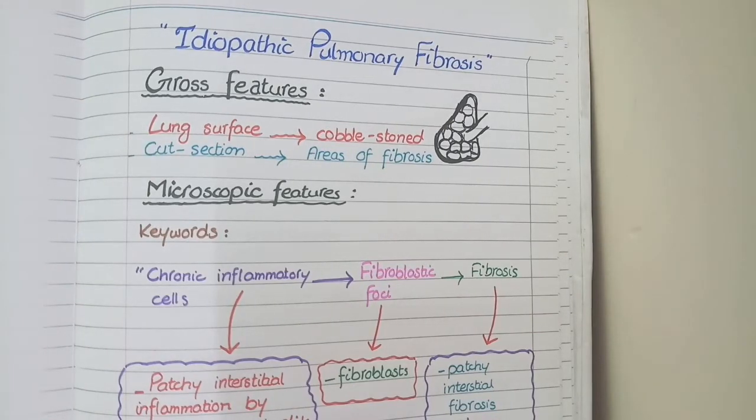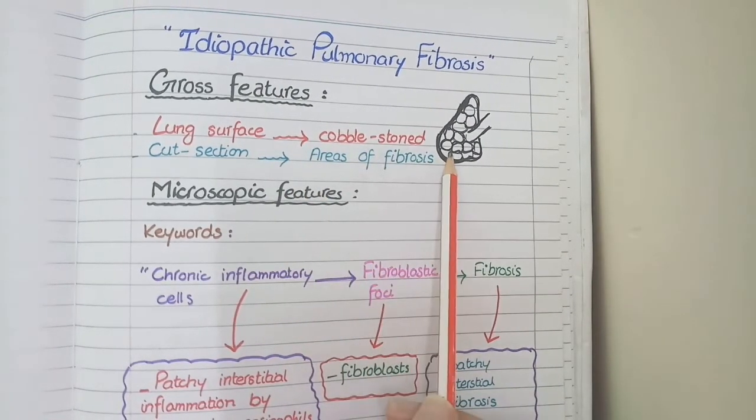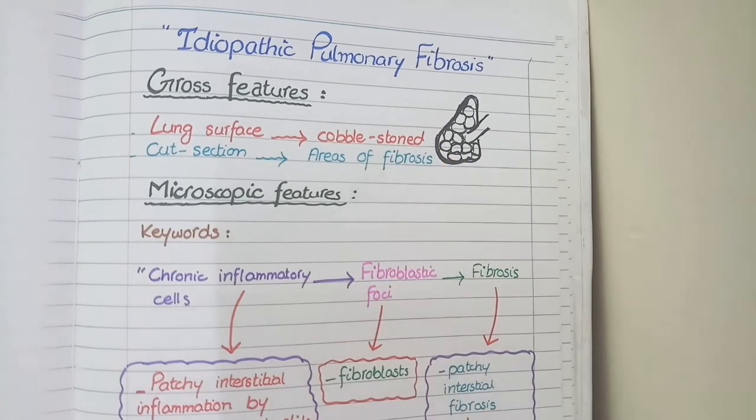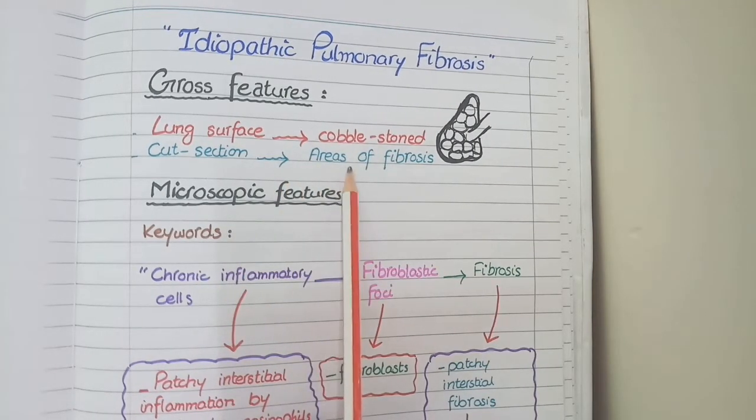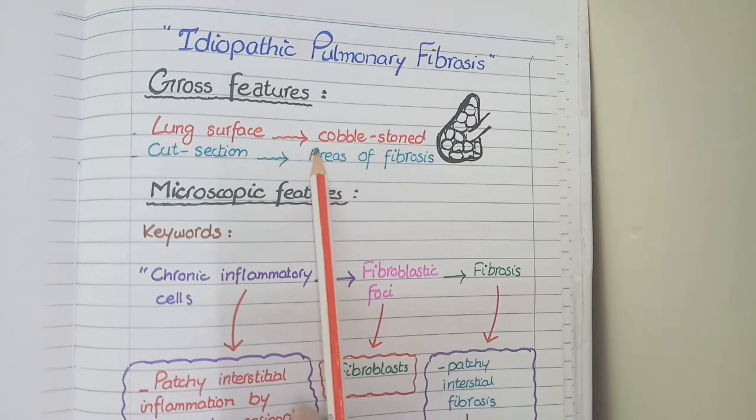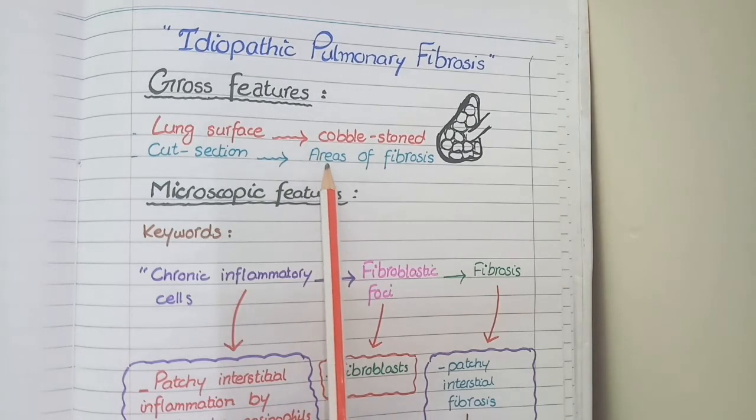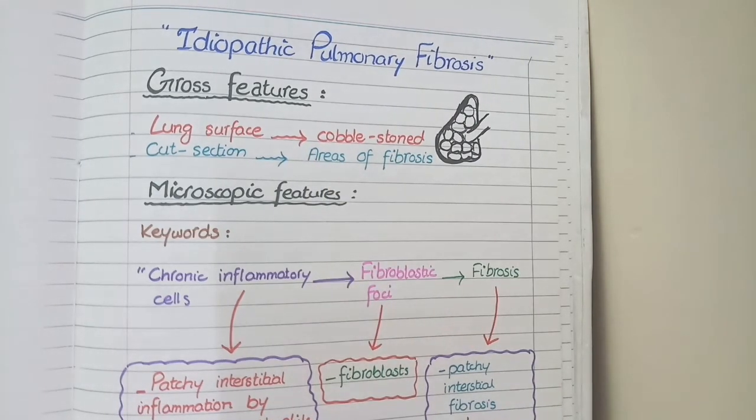In this condition, the surface of lungs becomes cobblestone-like due to formation and retraction of fibrous scar tissue. And if you take a cut section of lungs, you will see areas of fibrosis. So on gross specimen, you see cobblestone appearance of lungs, and on cut section, you see areas of fibrosis.